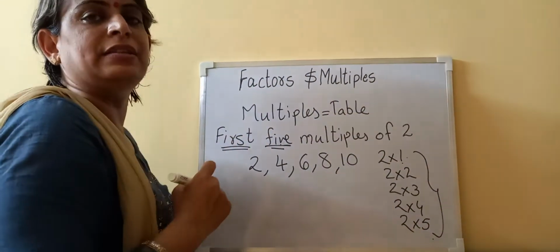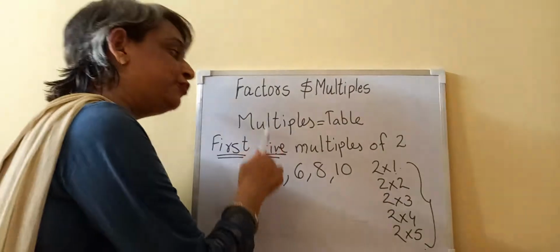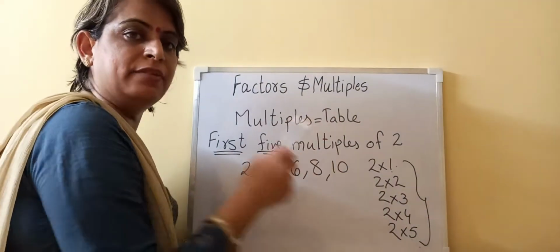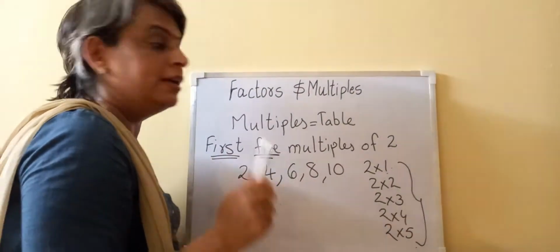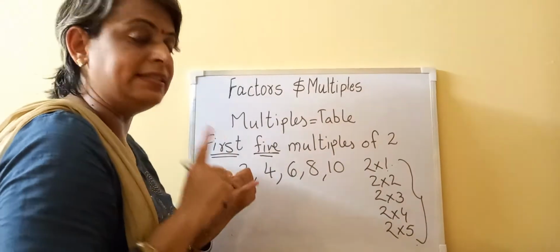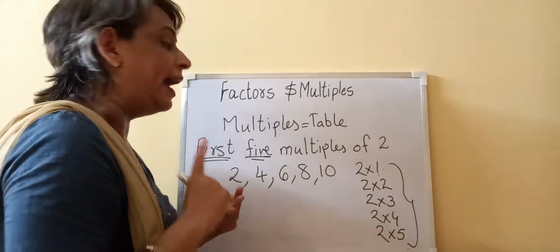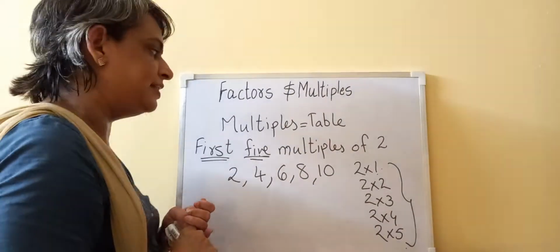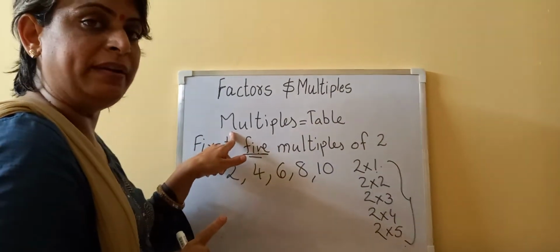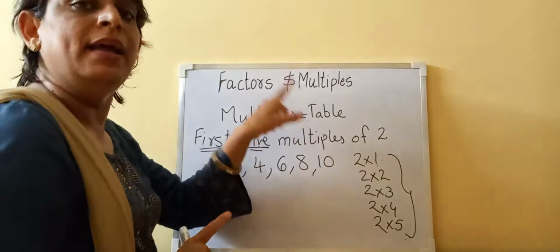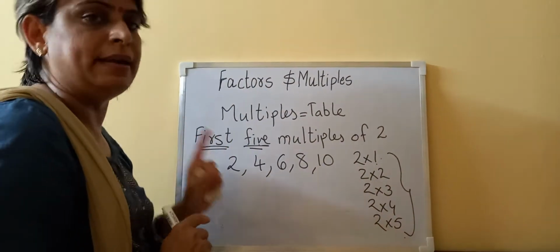Similarly, if I ask you, write the first 4 multiples of 3. First 4 multiples. So what are you going to write? 3 1s are 3, 3 2s are 6, 3 3s are 9 and 3 4s are 12. Okay children? So what will you write in multiples? In multiples you are going to write the table of that particular number.